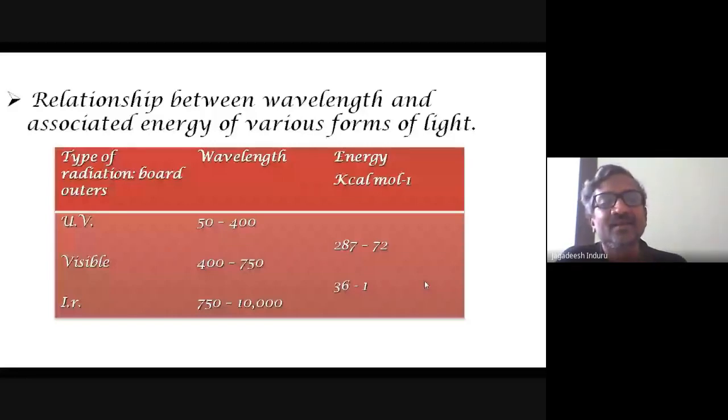The higher the wave number or the lower the wavelength, the higher the energy in kilocalories per mole. So that is going to have more impact on our product, so it has a high degradation potential.